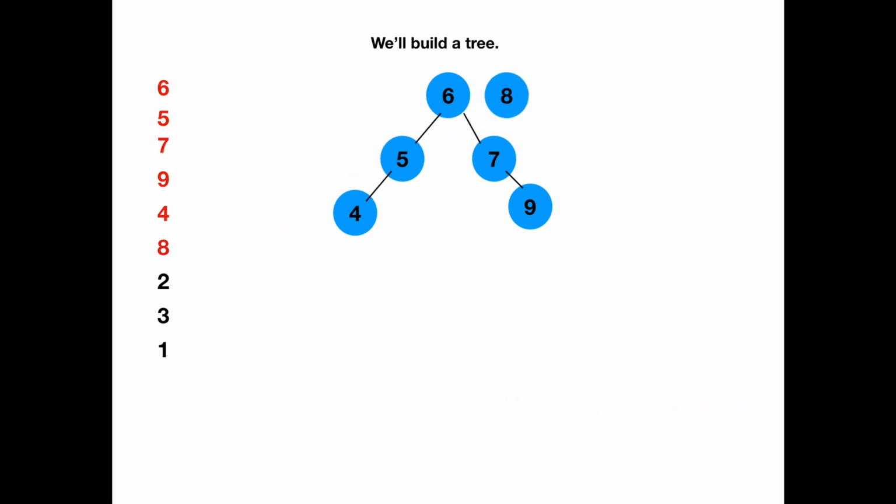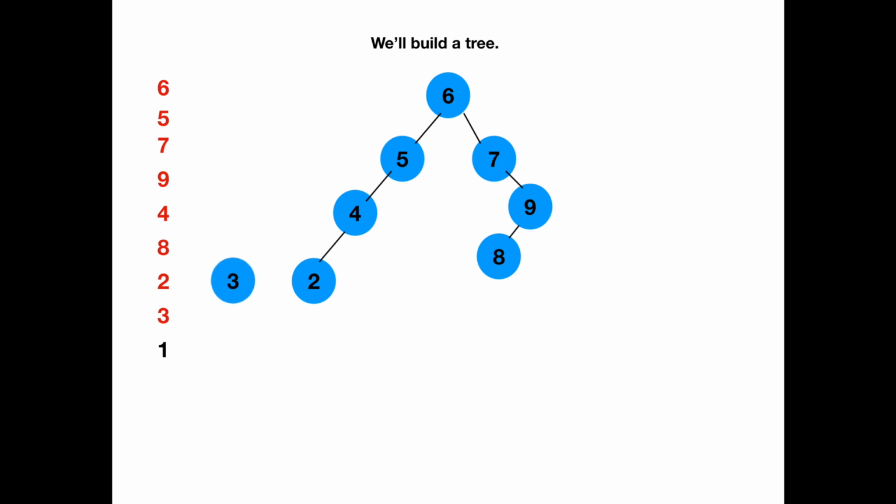Node with value 8, compare it to 6, go to the right. Compare it to 7, go to the right. Compare it to 9, go to the left. Node with the value 2, compare it to 6, it's less than. Compare it to 5, it's less than. Compare it to 4, it's less than. Place it on the left side.